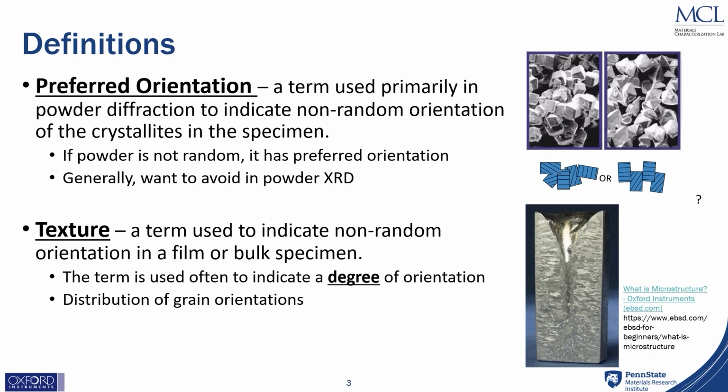Texture is also a term to indicate non-random orientation, and this is usually in the context of a film or a bulk specimen. So it's often used to talk about the degree of orientation or the distribution of grain orientations that exist in a sample. On the right at the bottom, this is a cast piece of metal, and you can see the grains in there. And this indicates that there are certain grains that have preferred orientation or texture in the sample, because you can see the patterns in the sample quite clearly.